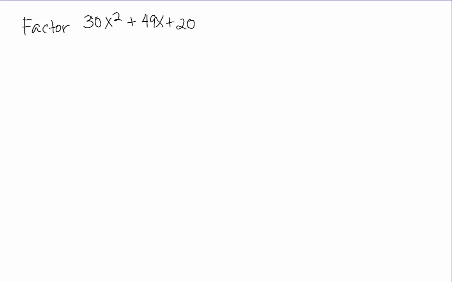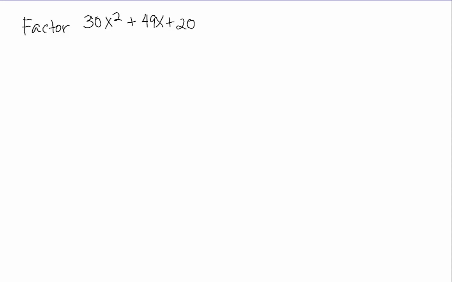Let's factor the trinomial 30x squared plus 49x plus 20. Every time you factor, you have to go back and ask yourself if there is a greatest common factor amongst all of the terms. In this trinomial, there is not.